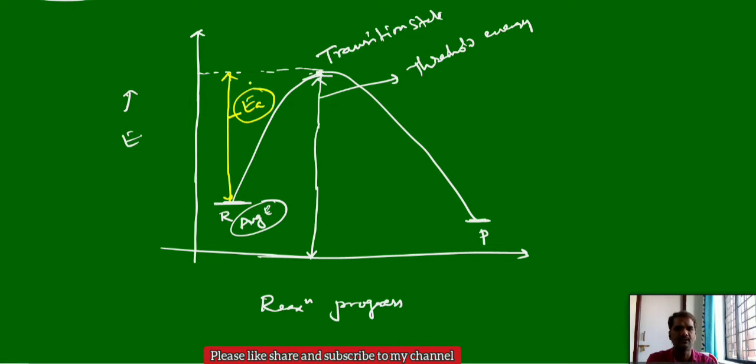So once the molecules get this activation energy, they can cross this energy barrier, the transition state, to form the product. And this is the overall energy profile diagram.